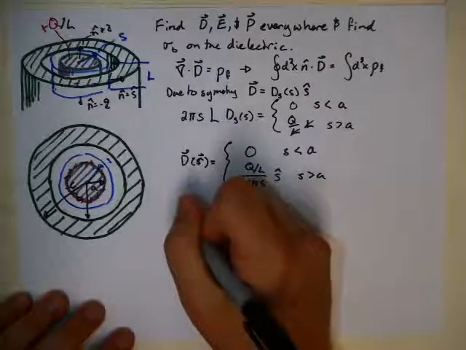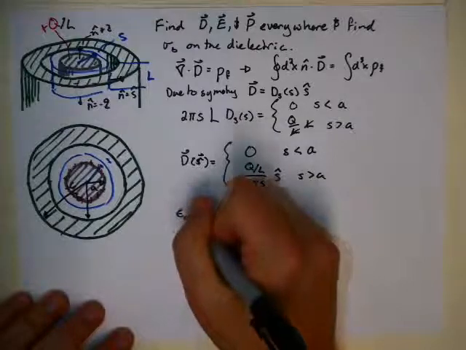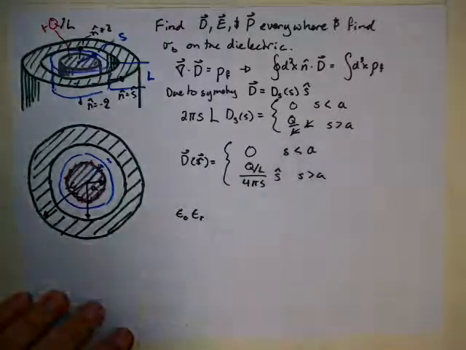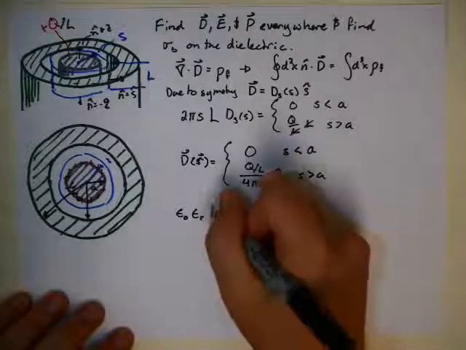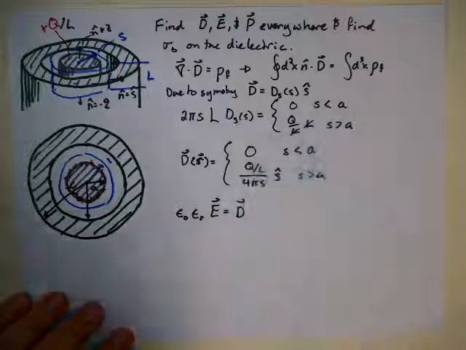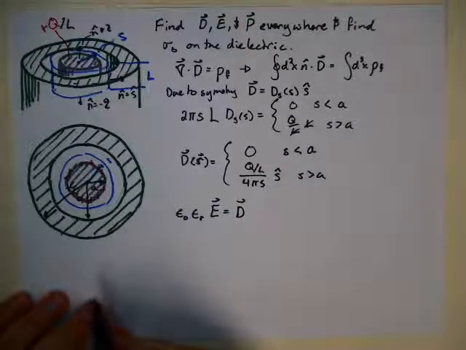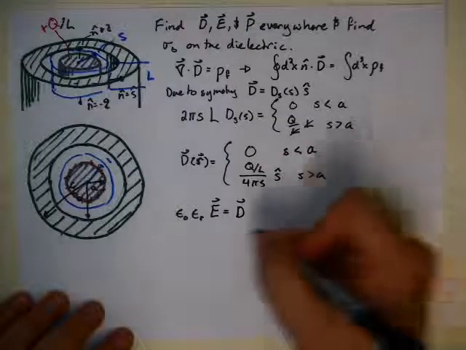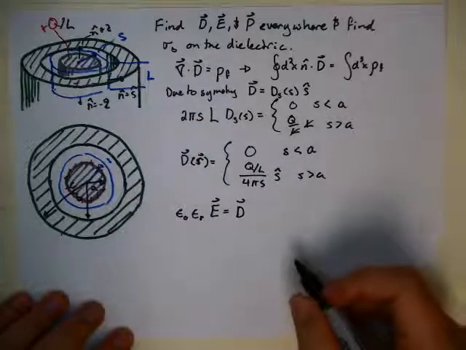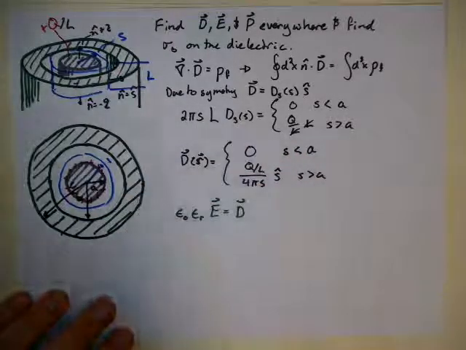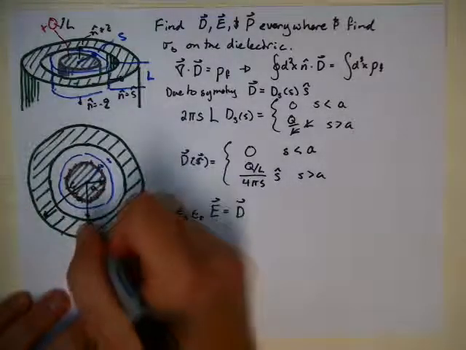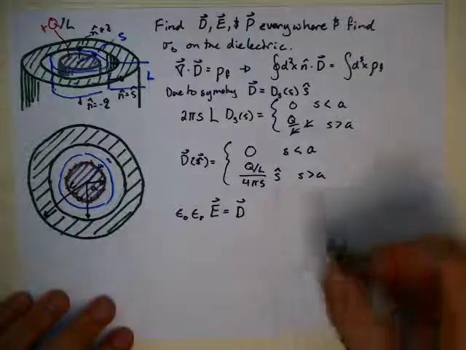We have to remember this formula, that epsilon naught times the dielectric constant, or the relative permittivity, epsilon r, times E is equal to D. Well, for us, what's interesting is the only case where epsilon r is different from 1 is when S is between B and C, right? In this region here, epsilon r is different from 1.